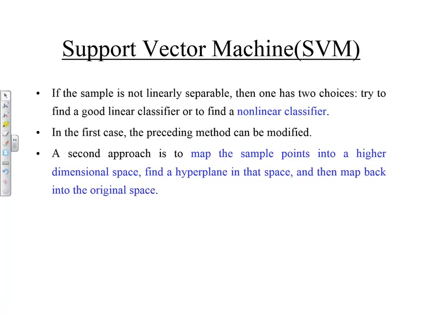A second approach for a nonlinear classifier is to map the data. Maybe it's not linearly separable in this space, but you could find some mapping where in a higher dimensional space it looks linear. They call it multidimensional scaling. If you do that, then in the higher dimensional space you can find a hyperplane separating the two classes, and then you can map it back into the original space. Again, there are no theorems for this. You just do some trial and error and do some mapping. Okay, any questions?